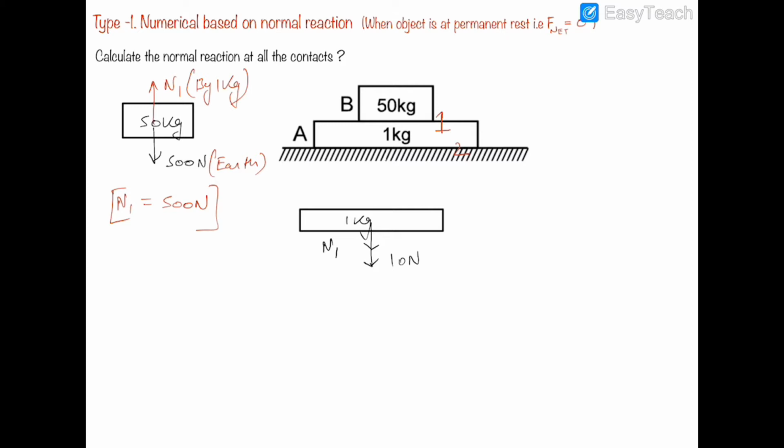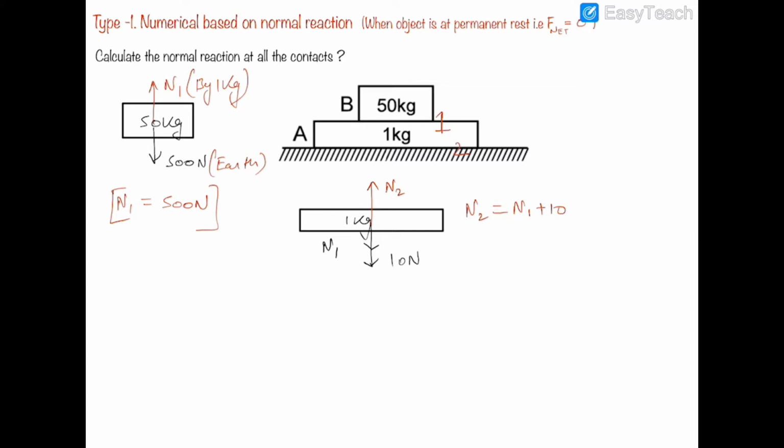Now how is it possible that two forces are acting on this 1 kg block and it is at rest? It is only possible if some other force is acting in the upward direction, and we can identify that force to be the normal reaction acting on this 1 kg block due to the earth contact, this contact number 2. So I can say that N2 is balancing N1 plus 10, because the upward forces and downward forces are equal on the 1 kg block, as the net force on it is 0.